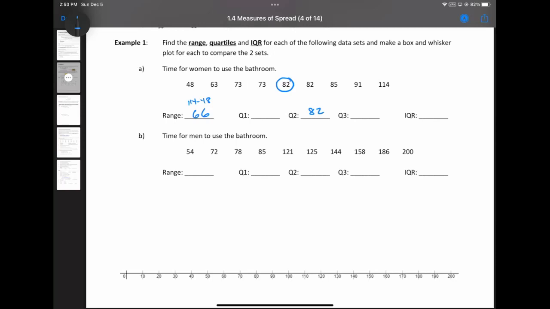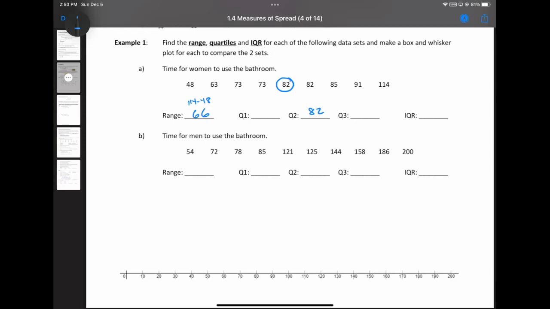Now what we have to do is find the median for the first half and the last half of the data. Here's the trick. 82 is neither on the left-hand side nor the right-hand side, so we don't consider it to be part of either data set. We basically throw it out and just look at the four numbers to the left and the four numbers to the right.